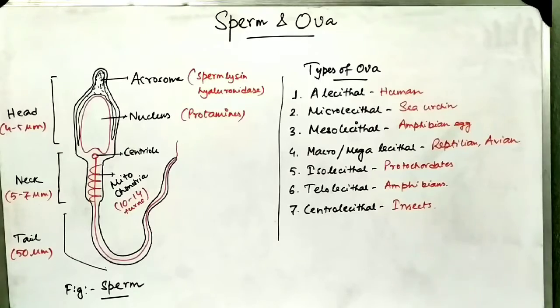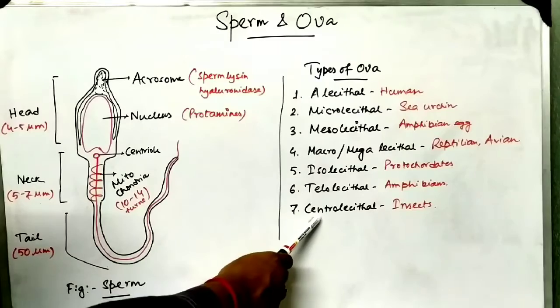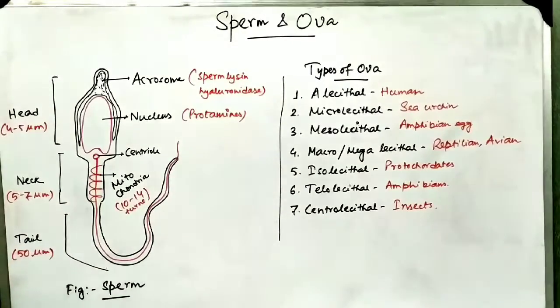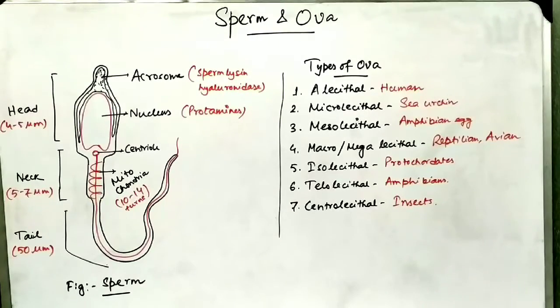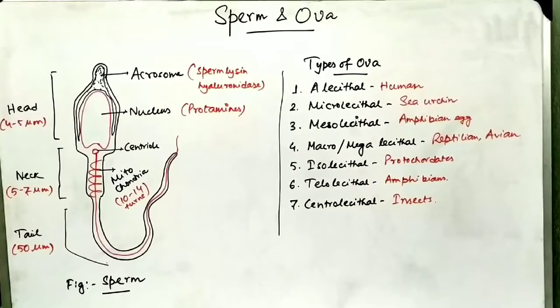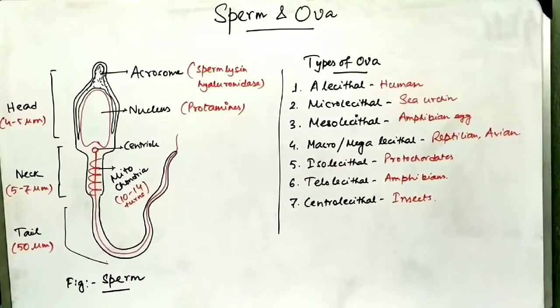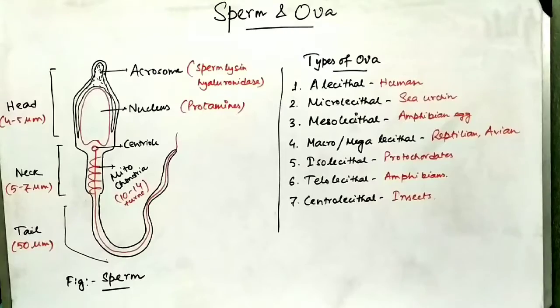And next is the centrolecithal egg. Centrolecithal means the yolk is present at the center of the egg. It can be found in insects. In insects, the yolk is located at the central region of the egg. So this is known as the centrolecithal egg.